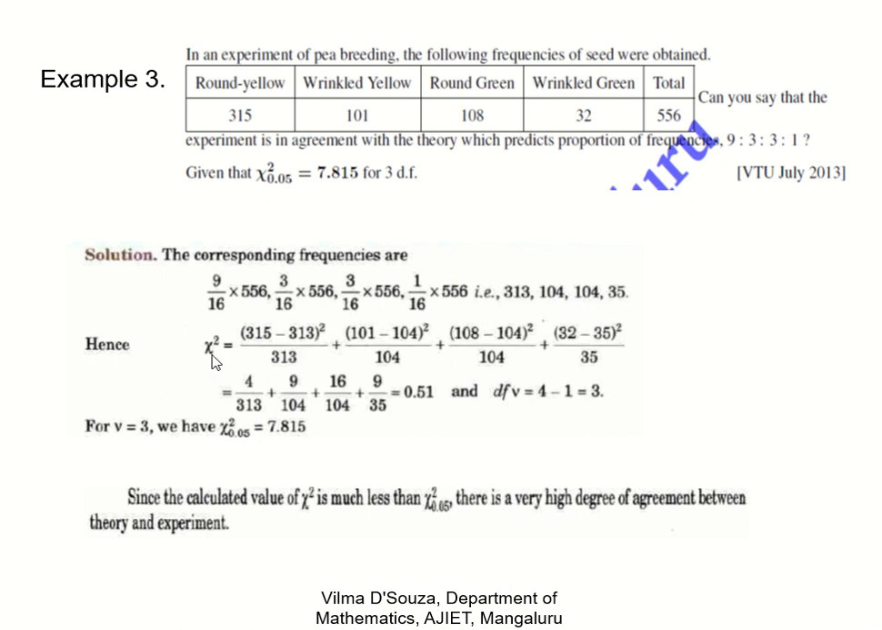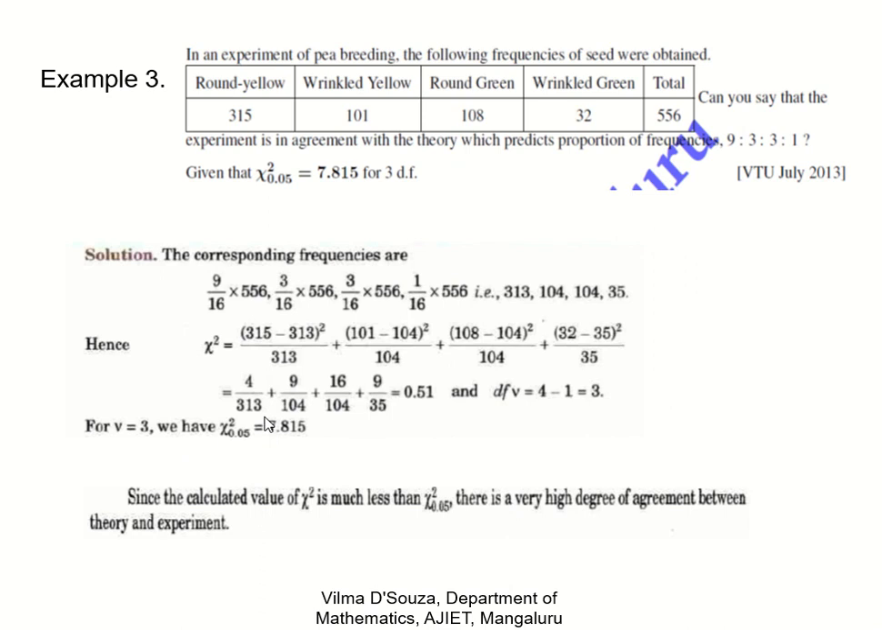Okay, write down the chi-square formula, or if you want you can make a table here. These are all your OI: 315, 101, 108, 32. And EI is 313, 104, 104, 35. Calculate chi-square. When you calculate chi-square, you will get it as 0.51. But given in the problem, chi-square is 7.815. So your calculated value of chi-square is less than the tabular value of chi-square.